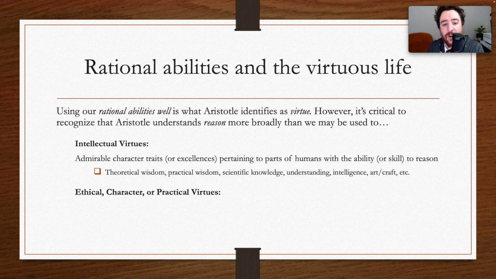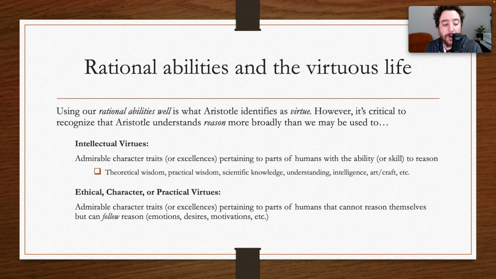All of these involve our ability to gain knowledge about the world around us, to consider evidence and premises, and to draw conclusions on the basis of that evidence and use that as a way to decide and choose what to do. But on the other side, there's also ethical, character, and practical virtues. These are admirable character traits or excellences that involve the parts of human beings that can't reason themselves, but they can follow reason. So these parts include things like our emotions, our desires, our motivations.